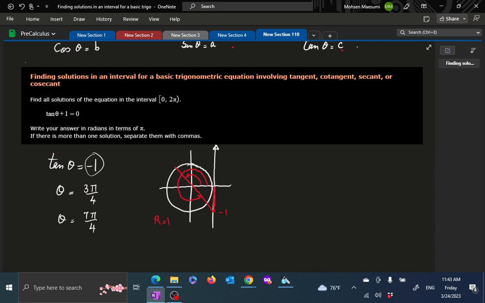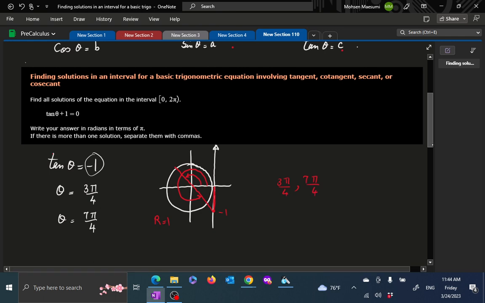Now you can reason your way to the fact that this angle is 3 pi over 4 and this large angle is 7 pi over 4. These are between 0 and 2 pi. So on Alex, you enter this with a comma, 7 pi over 4, and then you're all done.